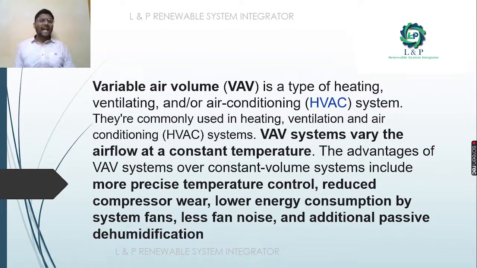So first, variable air volume units. It is mostly used in heating, ventilation and air conditioning systems. The main purpose of a VAV system is that it varies the airflow at a constant temperature. And what are the advantages of using these VAVs?